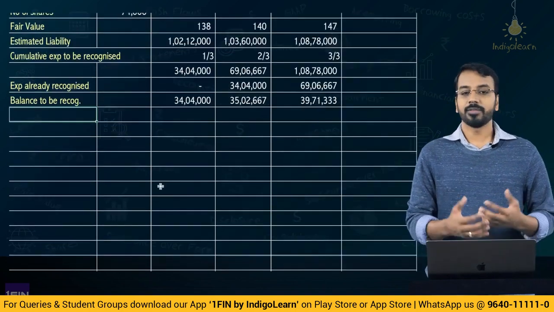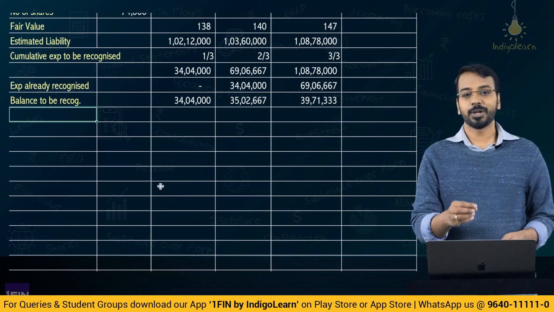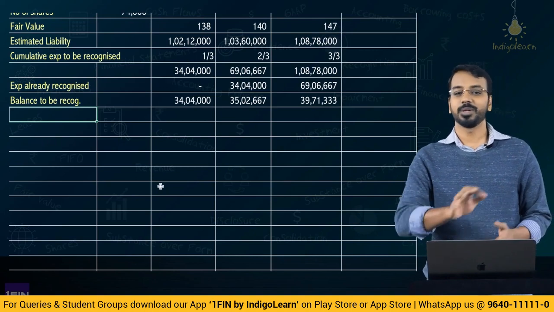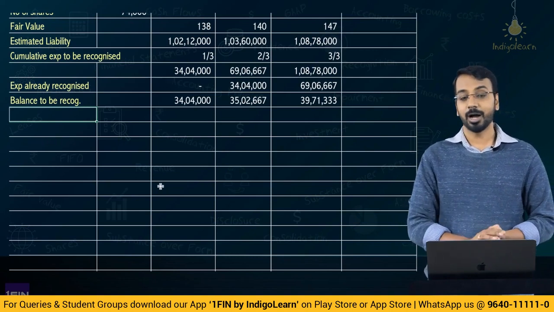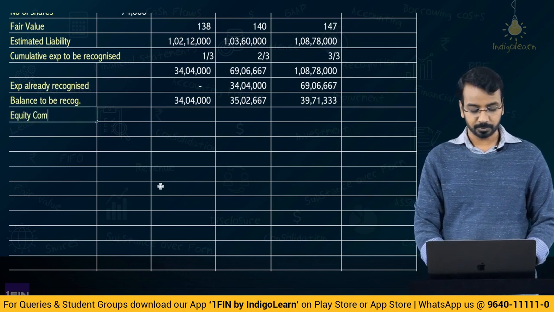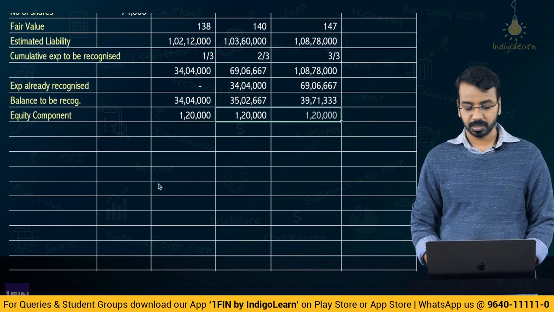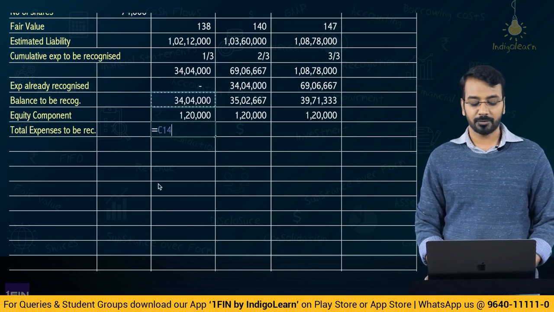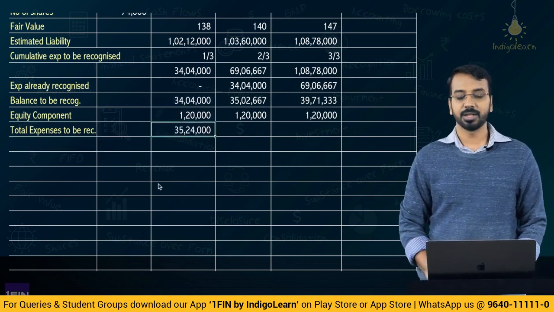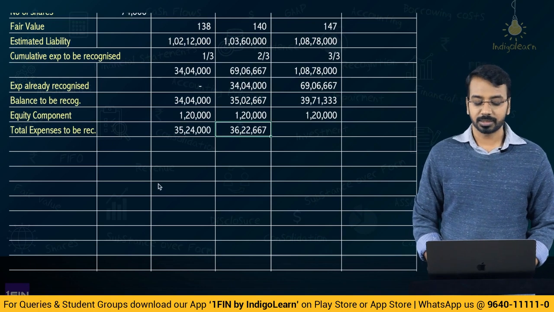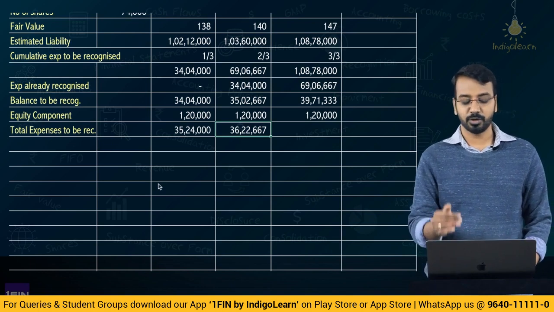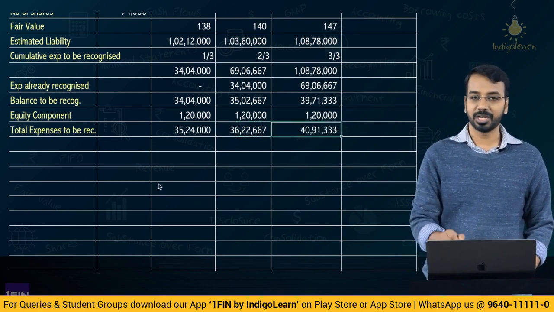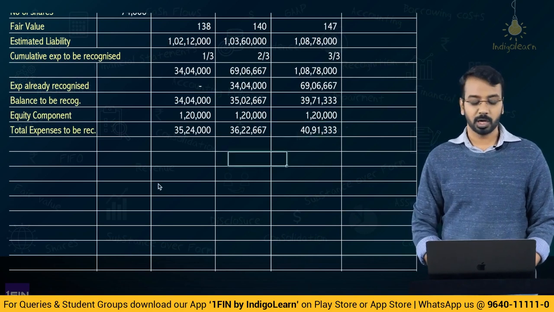Now we have determined the expense towards the liability component to be recognized. To this we'll add the equity component, which is 1,20,000 each year. So you will get total expenses to be recognized. How much? 34,04,000 plus 1,20,000, 35,24,000, then 35,02,667 plus 1,20,000 and 39,71,333 plus 1,20,000.